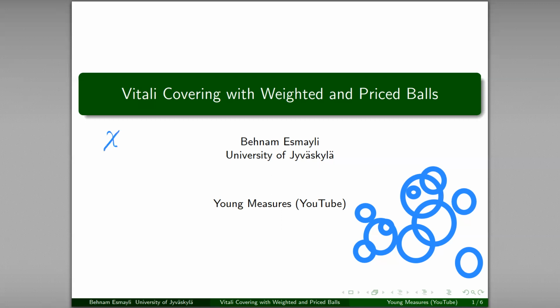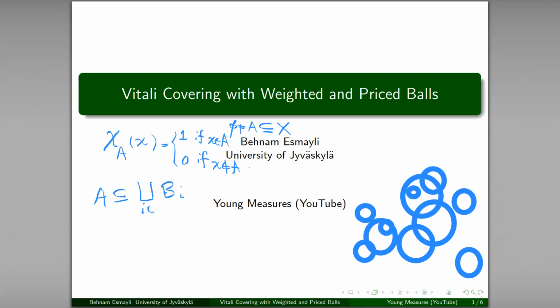So the characteristic function of a set A is a function on the space. X is a metric space and A is a subset of it throughout, which is non-empty. This will be 1 if x belongs to A and 0 if x does not belong to A. With this notation, we can easily rewrite the relation that a union of balls covers a set A in terms of these characteristic functions. You can check that this will happen if and only if the characteristic function of A is less than or equal to the summation of the characteristic functions of these balls over the same index set.